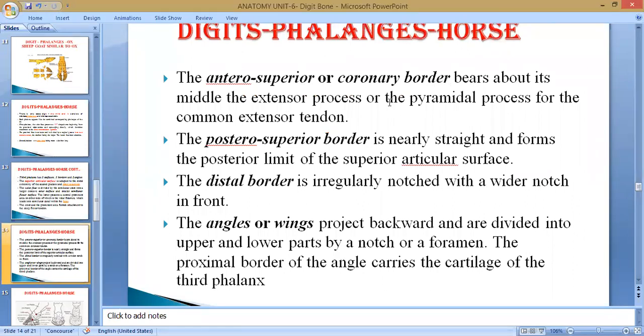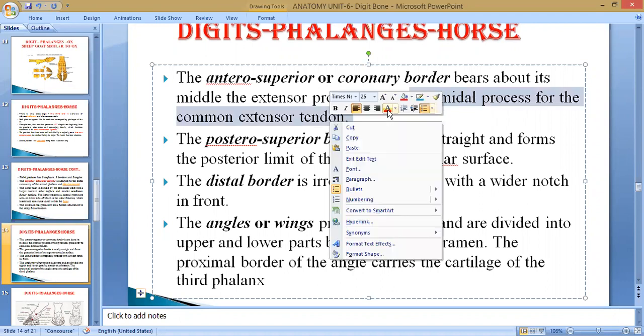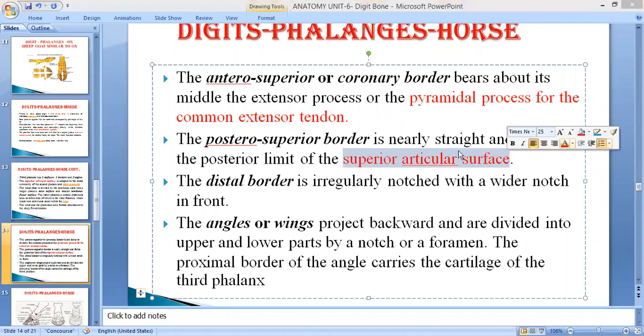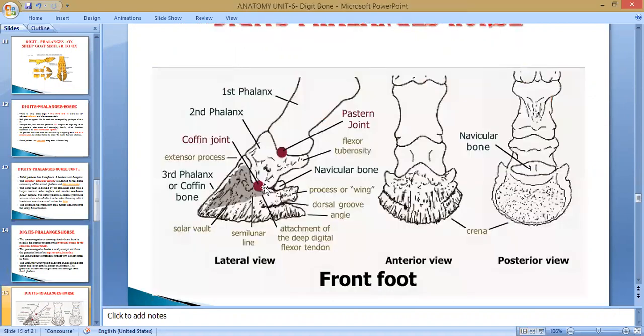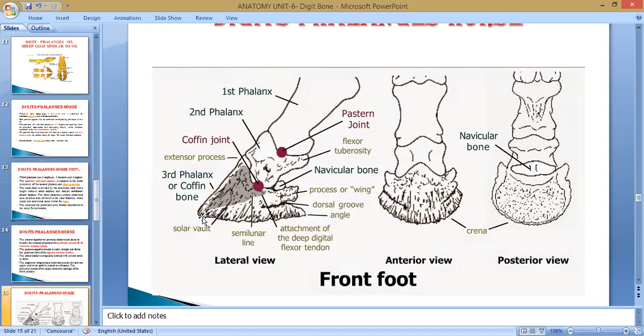In about the middle is the extensor process or pyramidal process for the common extensor tendon muscles. And the posterior superior border is nearly straight and forms the posterior limit of the superior articular surface. So two borders are clear. One is the anterior superior, and behind that, from here to here, this backside is known as the posterior. And this is the other border, the last border, the distal border, which comes in contact with the ground. This is the distal border. This is the anterior, the front side, superior, the upper side. Below that, behind that, the posterior and superior border, this one.